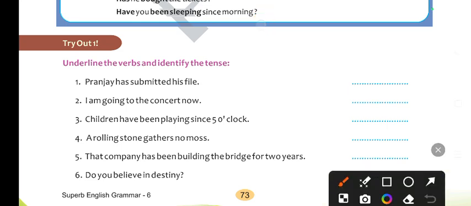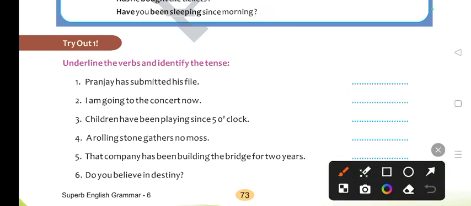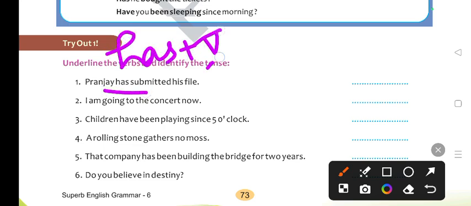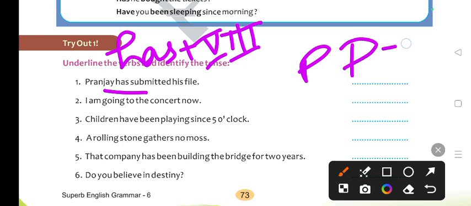So let's try to understand the first one. Pranjay has submitted his file. So it's has plus verb third form. Now just tell me which tense this is. You can even reply in my chat box. Yes, this is present perfect tense. I'm just writing PPT. P for present, again P for perfect, and T for tense.